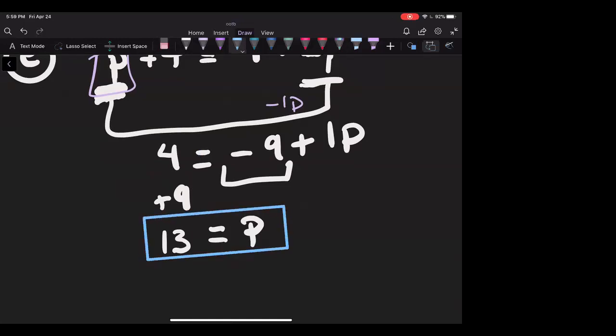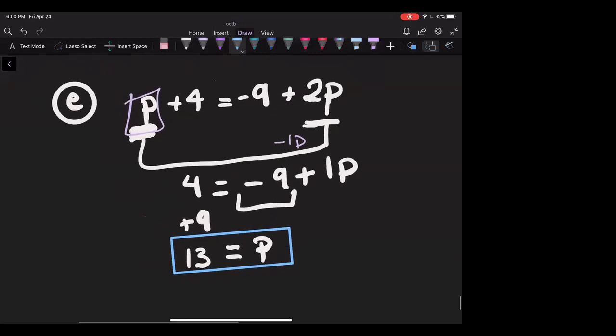Did that question make sense? Yeah, kind of. Don't worry, we'll still do a couple more questions. These ones are a little bit harder because you have to move stuff around.